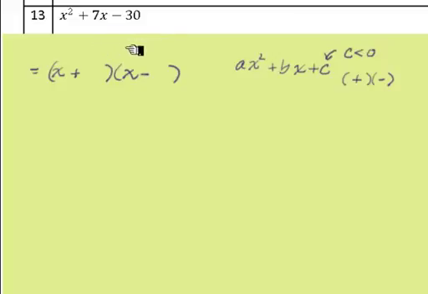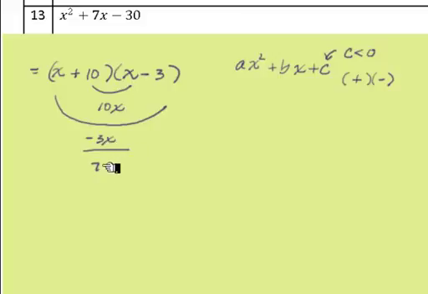Okay. So if we fill in with, let's say, a 10 and a 3, since one is positive and one is negative, 10 minus 3 will give us the 7x. Let's just make sure that's correct. Here we have a 10x and a minus 3x, and we do get a 7x. So that's the correct factorization.